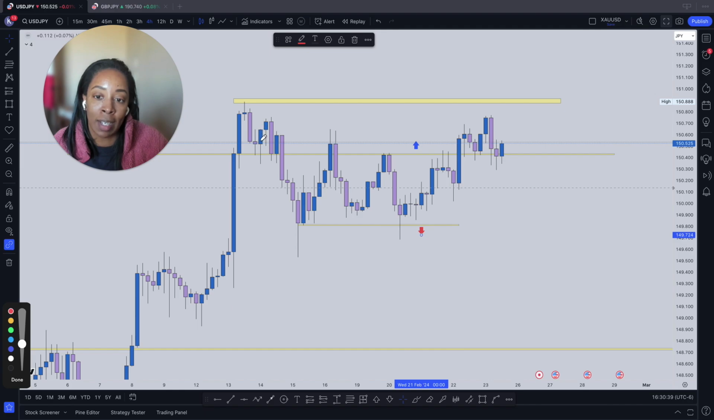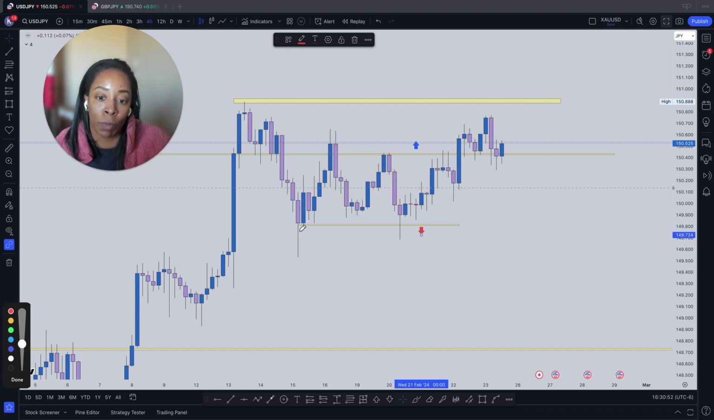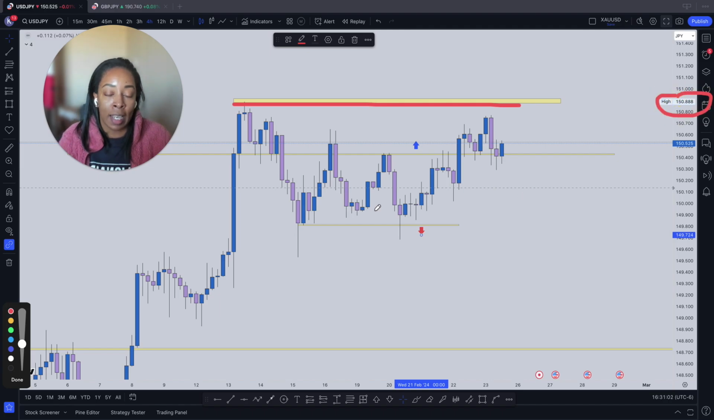But right now, although it's generally in an uptrend, it's kind of in a consolidation here because we got price making some higher highs and all of that, but basically it's still kind of stuck in the same range, and that range is between here at around 149.9 and this range up here at 150.88. So it's still pretty much stuck in this range.